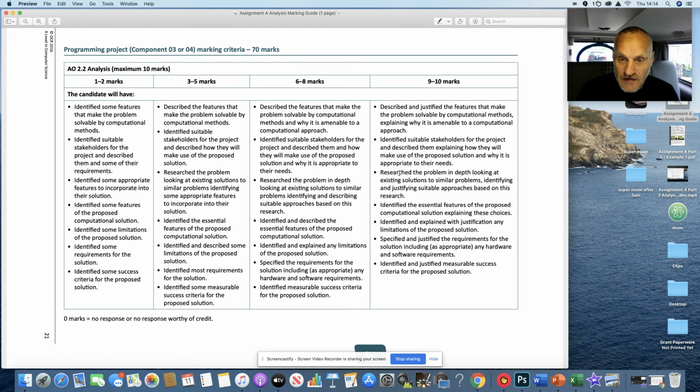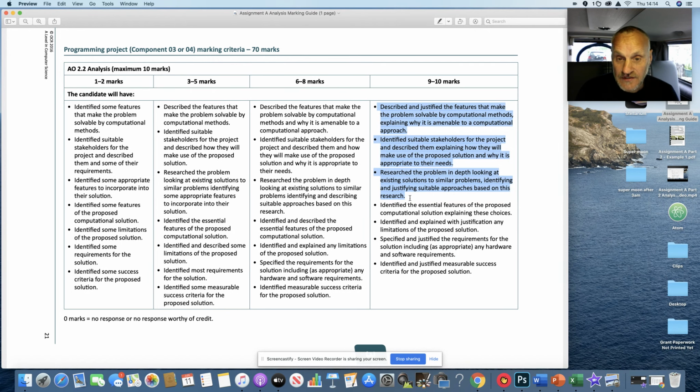So it says here, research the problem in depth. In depth, remember, looking at existing solutions to similar problems, identifying and justifying suitable approaches based on this research. Okay, that is what you're going to aim for in your two investigations. So when you come back after the summer, you'd have done these three sections. So you're just about halfway through the assignment.